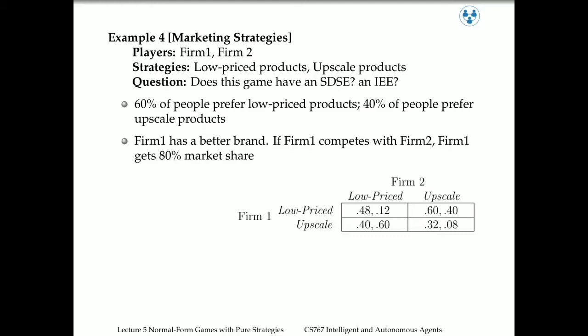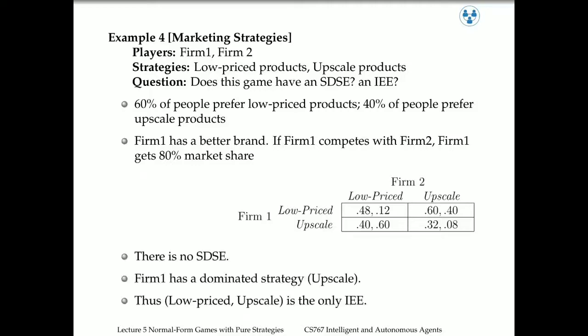But we can of course find the IEE in this game, right? According to the description of the payoffs, the matrix is given below, and then you can apply the IEE algorithm to compute the strategy profile in IEE. I'm not going to work through this with you, but you're welcome to try this yourself. You can see that low price, upscale is the only IEE of this game. This means from player 1 we choose low price and from player 2 we choose upscale.